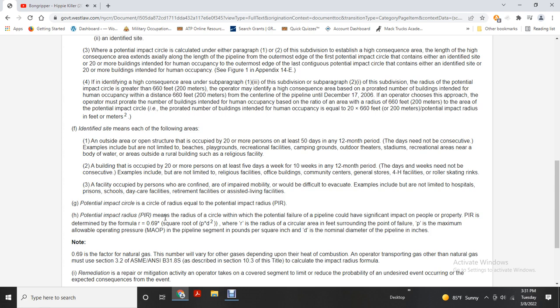Identified site means each of the following. An outside area or open structure occupied by 20 or more persons on at least 50 days in a 12-month period. These days need not be consecutive. Examples include, but are not limited to, beaches, playgrounds, recreational facilities, camping grounds, outdoor theaters, stadiums, recreational areas near a body of water, and outside rural buildings such as a religious facility. A building occupied by 20 or more people on at least 5 days a week for 10 weeks in a 12-month period. The days or weeks need not be consecutive. Examples include, but are not limited to, a religious facility, office building, community center, general store, 4-H facility, and roller skating rink. A facility occupied by persons confined with impaired mobility, who would be difficult to evacuate. Examples include, but are not limited to, hospitals, prisons, schools, daycare facilities, retirement facilities, and assisted living facilities.